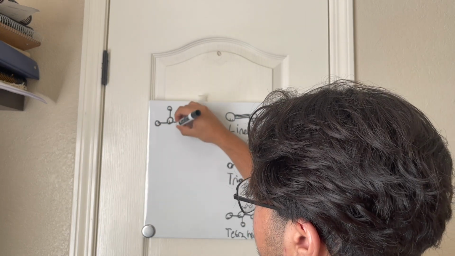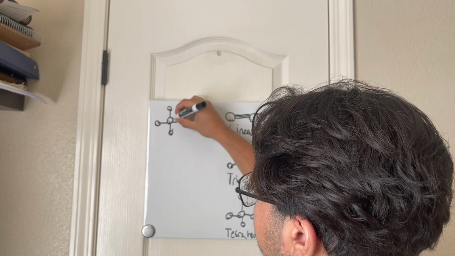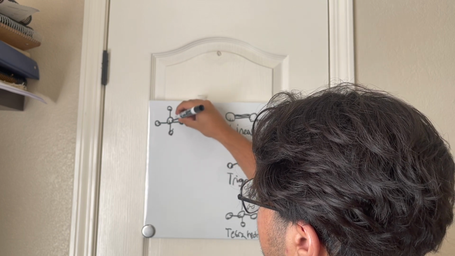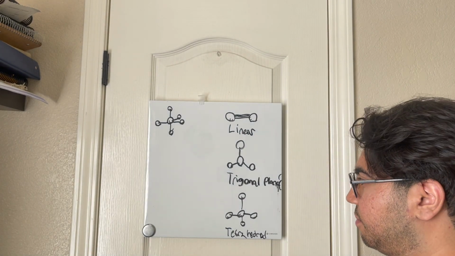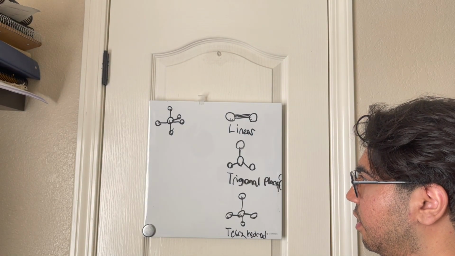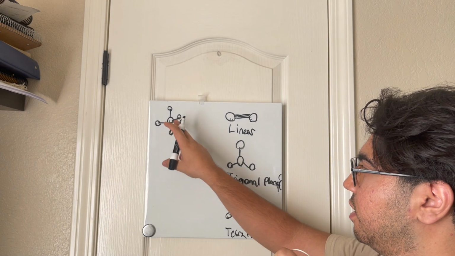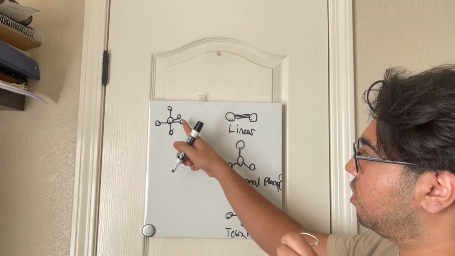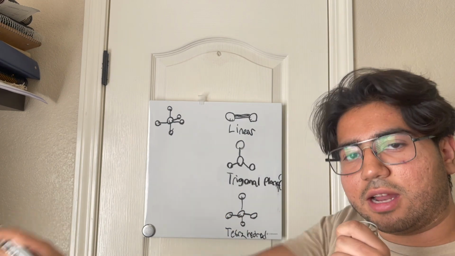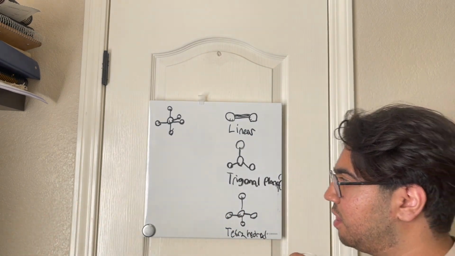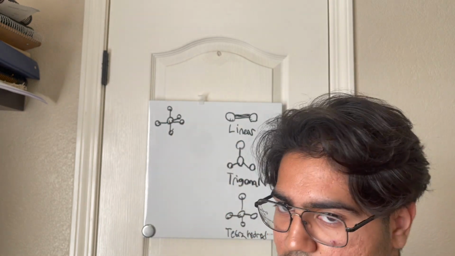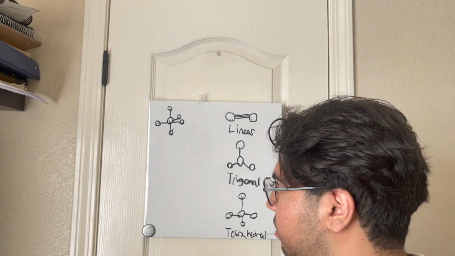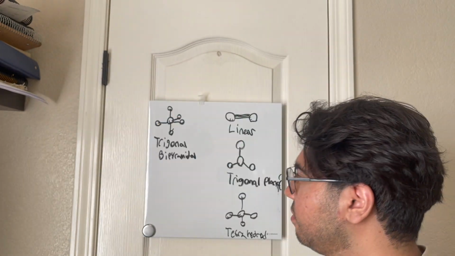Which kind of looks like a tetrahedral, but in the 3D world, you have this one kind of sticking out. I know it looks close to this one, but it's sticking out. I'm not the best at drawing. But five atoms around the central atom is trigonal bipyramidal.